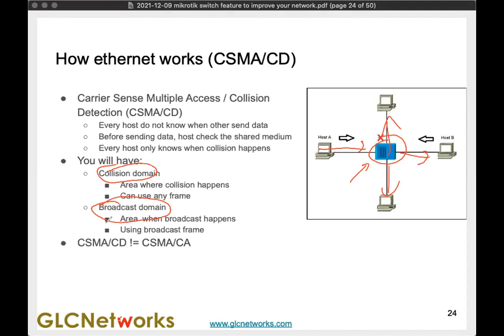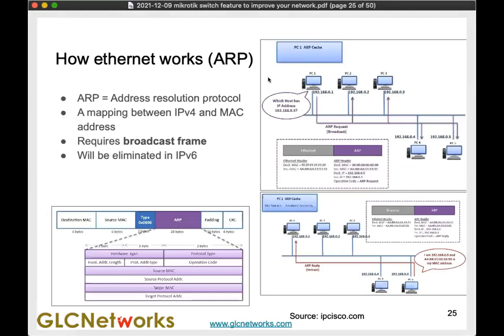Collision domain is where the collision happens. Broadcast domain is where the broadcast happens. Those are two different things. We also know that CSMA/CD is different from CSMA/CA, where CA means collision avoidance. This algorithm is used on Wi-Fi, but with Ethernet we are using CSMA/CD.